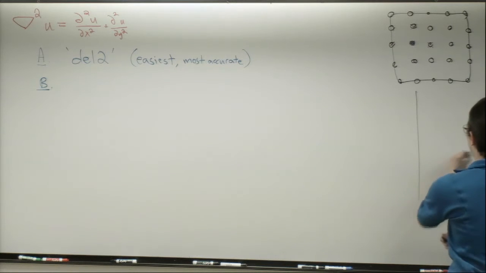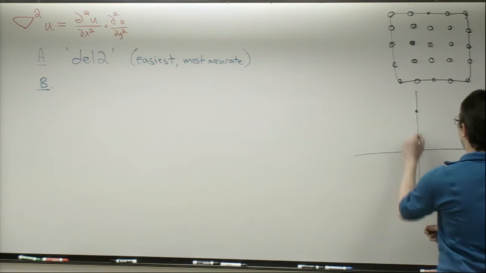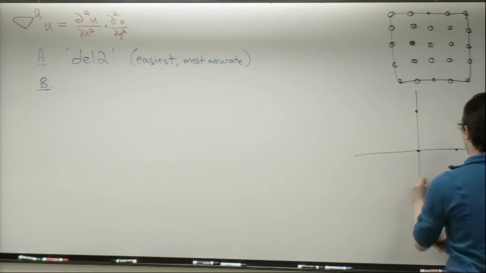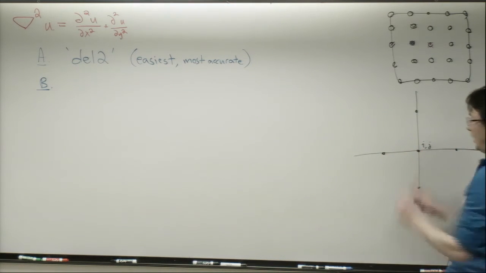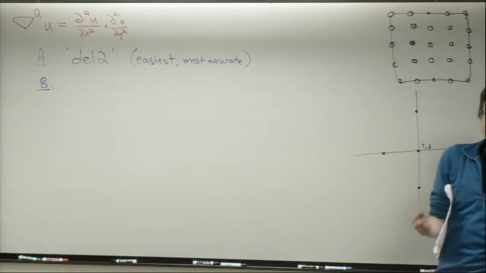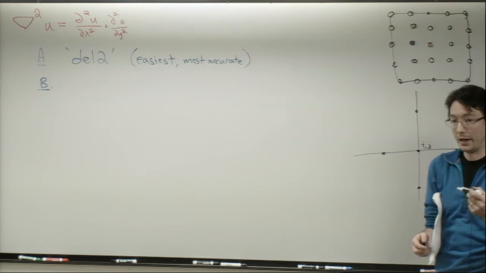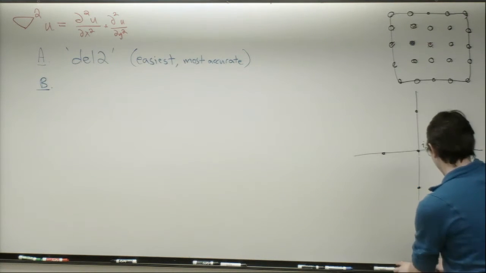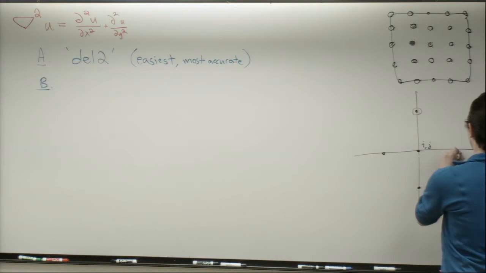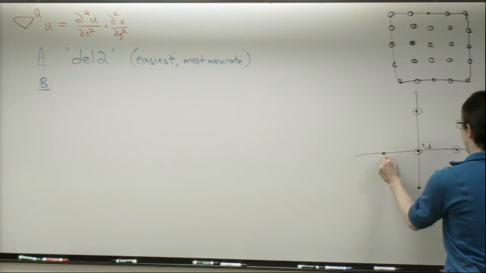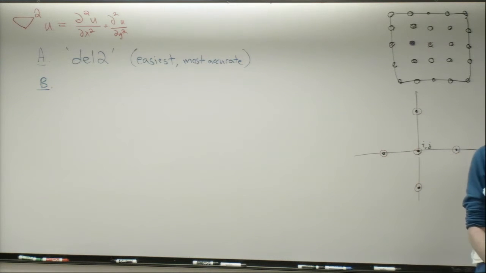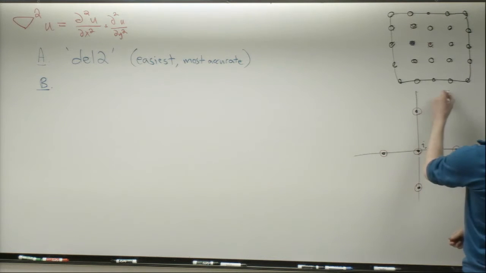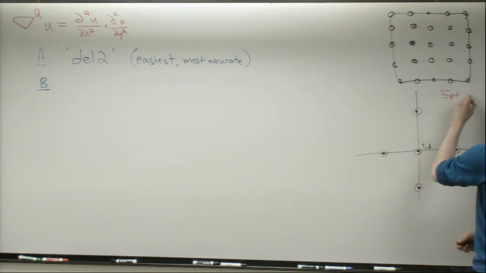So let's call this the ijth point. And if we want to compute the Laplacian of u at the ijth point, we're going to use this 5-point stencil, meaning we're going to use the data from the 5 points around it, from it and the 4 points surrounding it, its nearest neighbors. Okay, this is called a 5-point stencil.